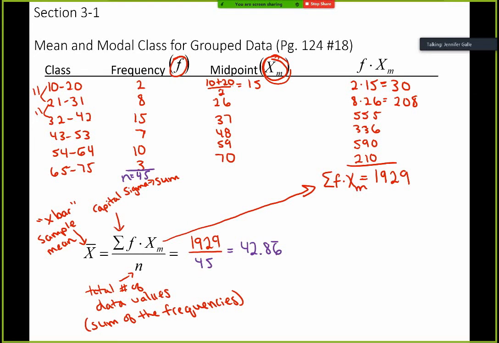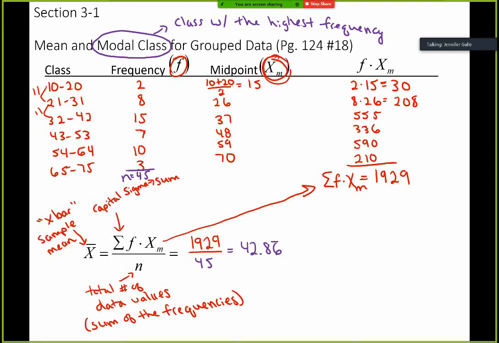The last piece on this is your modal class. This is one of the easiest things we will find. All the modal class is, guys, is just the class with the highest, largest, biggest, whatever word you want to use, frequency. There's no formula. There's no extra work. All you literally have to do is look at your classes and see which one has the highest frequency.